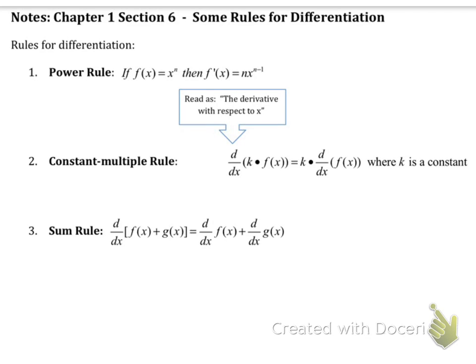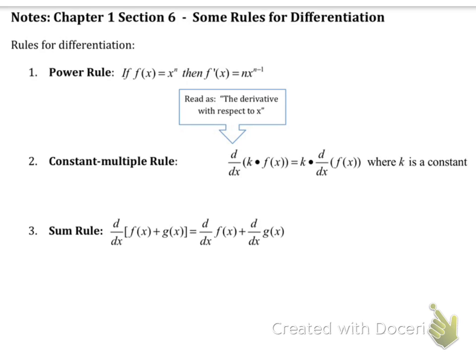Okay, Chapter 1, Section 6, some rules for differentiation. So these three things are rules that we've worked with before, but we're just going to reiterate them. The first one is the power rule. It basically says if we have a function f of x with a power, then we bring that power down and subtract 1 from the exponent.